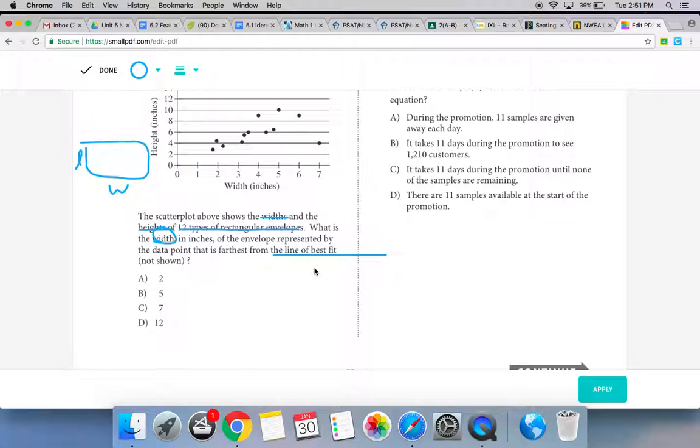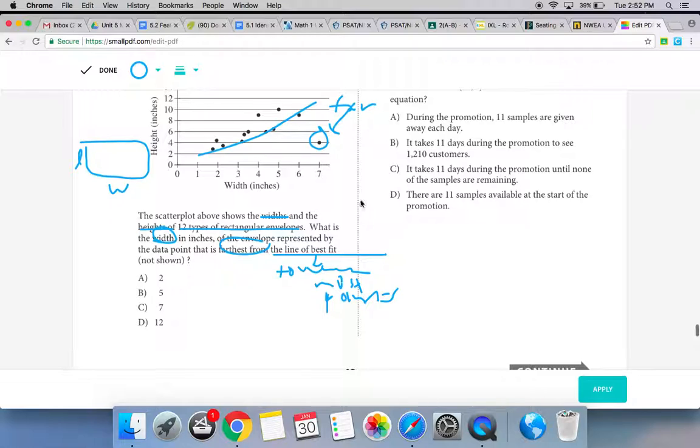So the line of best fit is a line that touches most points. So that's going to be this line right here. Correct? Now you want the point that is farthest from the line of best fit, which will be this one right here. This is the furthest away from the line of best fit. So we're going to use this point.